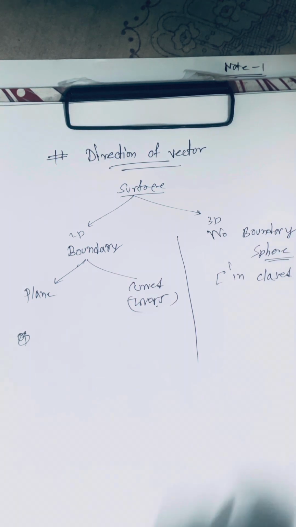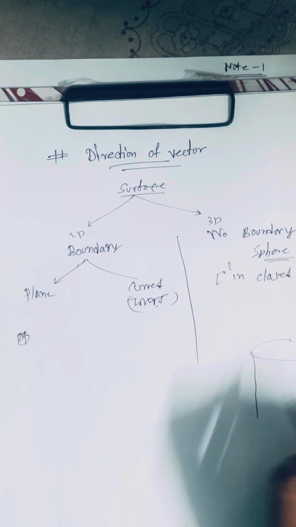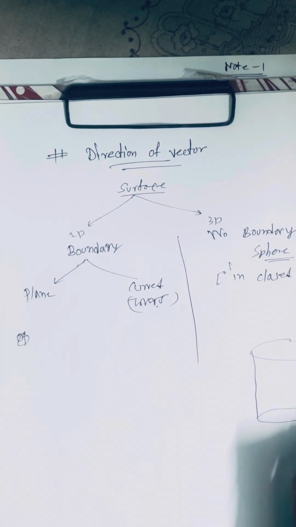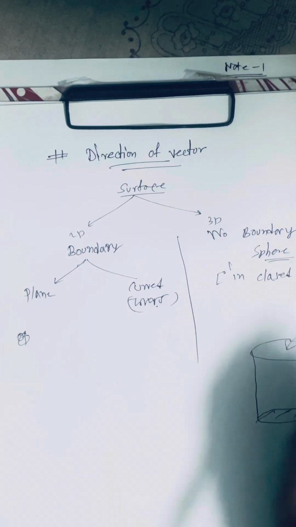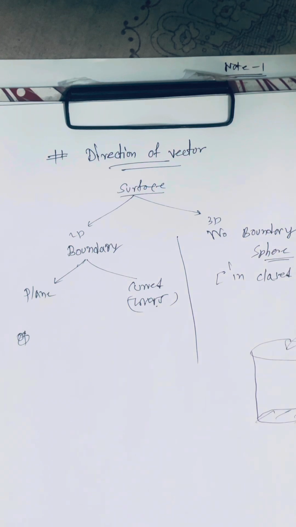For example, here the example. Suppose this is my cylinder. The upper point of the cylinder is open. Then it is open. Why? Because there is open. I mean, if there is a space to enter in that function, that will be open surface.